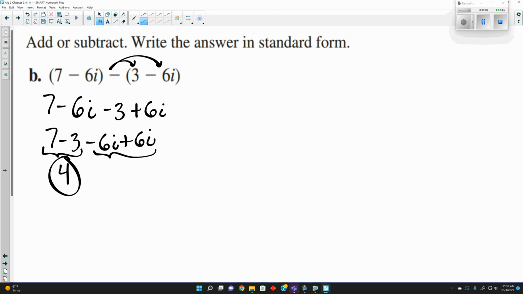Because I mean, we're doing almost the same thing as if we had said 7a minus 6a minus 3 minus 6a. We treat it like a variable until it has a power greater than 1, then we've got to reduce it.